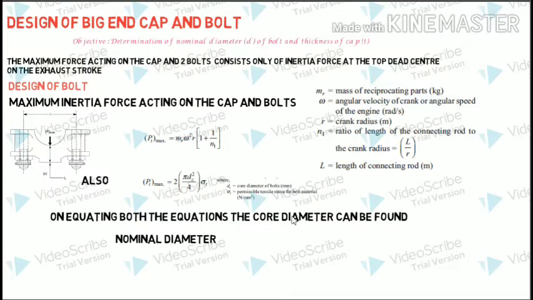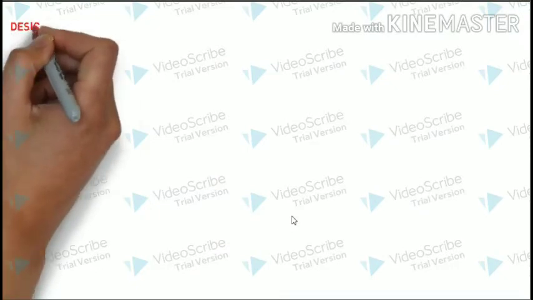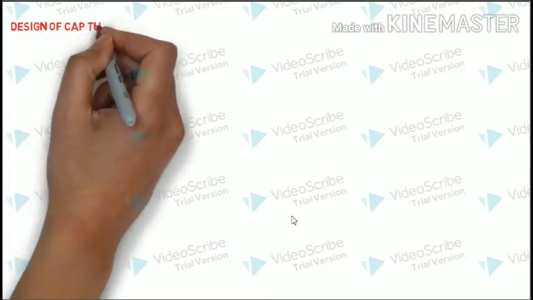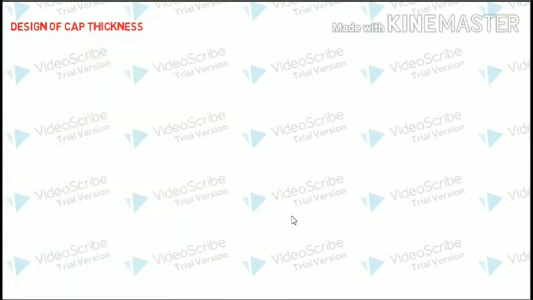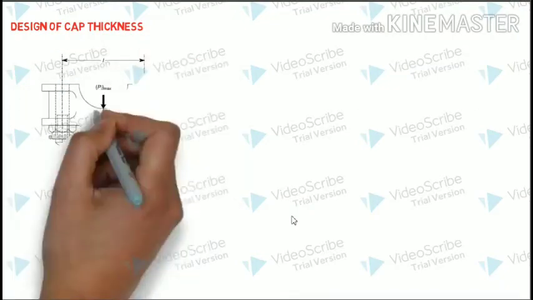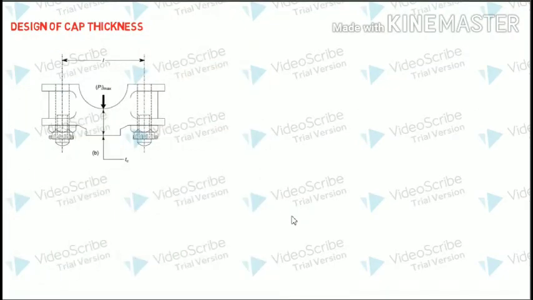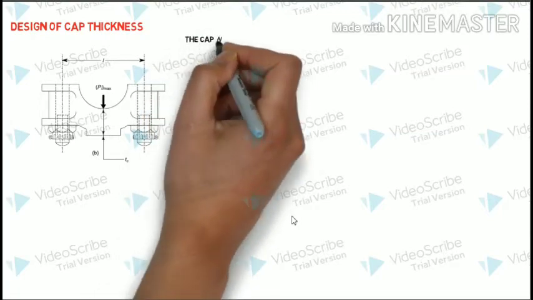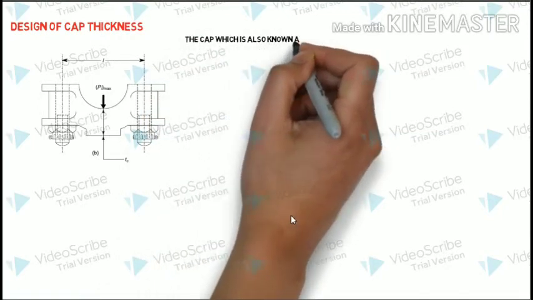Once this core diameter is obtained, it is very easy to find the nominal diameter by using the relationship D is equal to dc divided by 0.8. It is as simple as that. All you have to do is to remember these two equations. Now let us move on to the design of the cap thickness. With the same figure, let us move on to the design of the cap thickness.